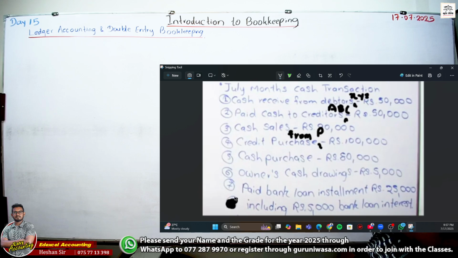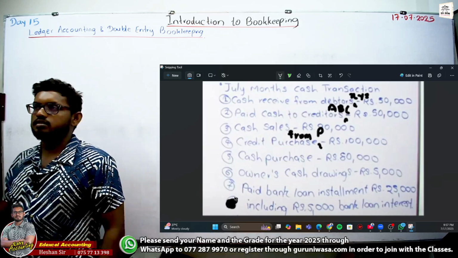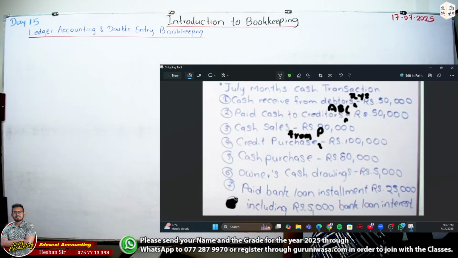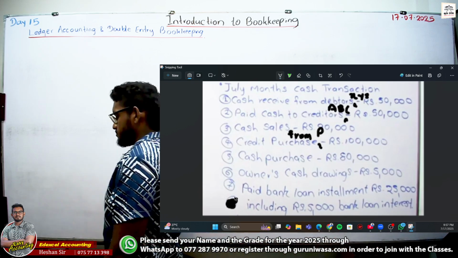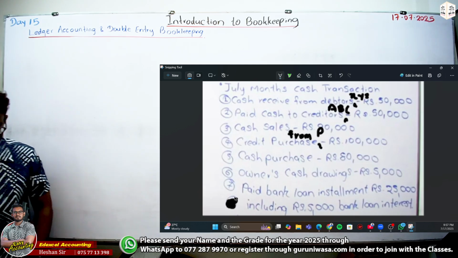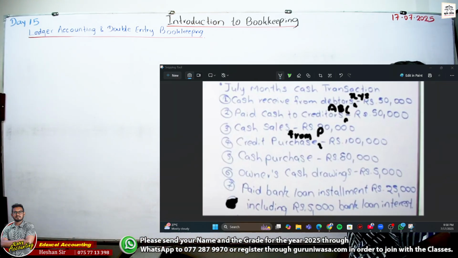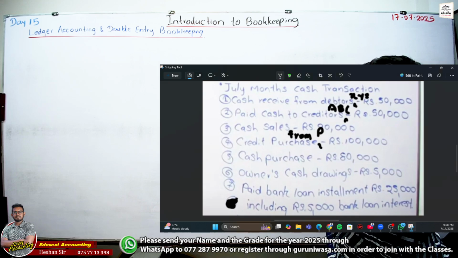Also, paid bank loan installment rupees 25,000, including 5,000 bank loan interest. Once you are done, raise your hand.